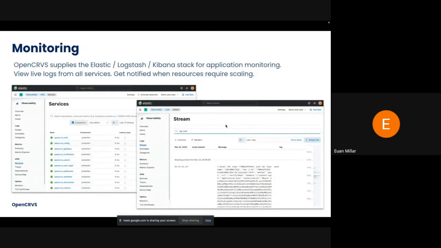Monitoring. So the challenge of monitoring, how do you monitor all these services and make sure that they're running? Well, we supply the Elastic Logstash and Kibana stack inside OpenCRVS for application monitoring. So you can view live logs from all the services and get notified if any of them were going down, or if any resource required scaling. If you run out of disk space, you will get notified long in advance that you may need to increase the size of your disks. So this is built in and given to you by default. All these alerts are set up by default.